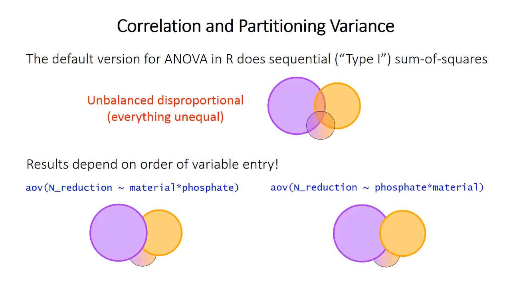But if you swap the order and put phosphate first, well, phosphate gets all of its sum of squares. Material, the purple circle, gets its, but not including the ones that were already given to phosphate, and the interaction again gets the leftovers. So in this way, you will end up overestimating the significance of the factor listed first. It's being given, in a colloquial sense, sum of squares that are not actually influenced by that variable, because some of that overlapping area should go to one and some to the other. But in this case, we either give it all to one or all to the other.